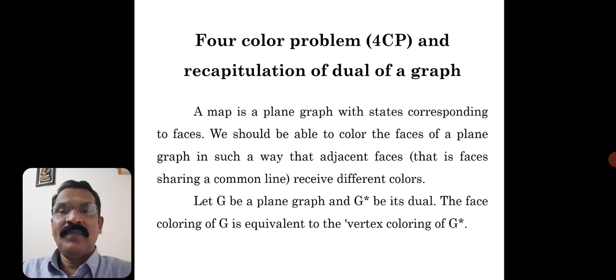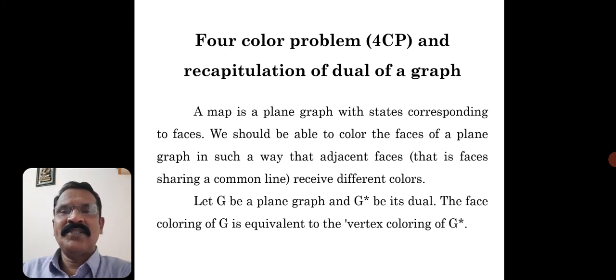So I said in the planarity chapter, how planarity or planar graphs are useful in the coloring topic. Okay, so let G be a plane graph and G star be its dual. The face coloring of G is equivalent to the vertex coloring of G star.